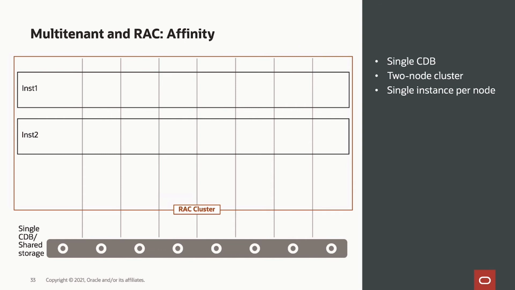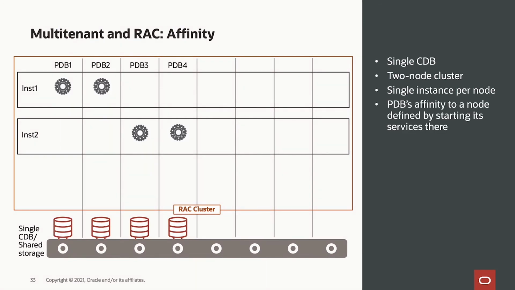Now let's think about the PDBs in this CDB. Here we see PDBs 1, 2, 3, and 4. We begin by discussing the topic of affinity. In other words, in which node or nodes of the cluster is each of these PDBs open? Technically, the affinity of a PDB to a database instance in the RAC cluster is defined by opening the services of the PDB in that instance.